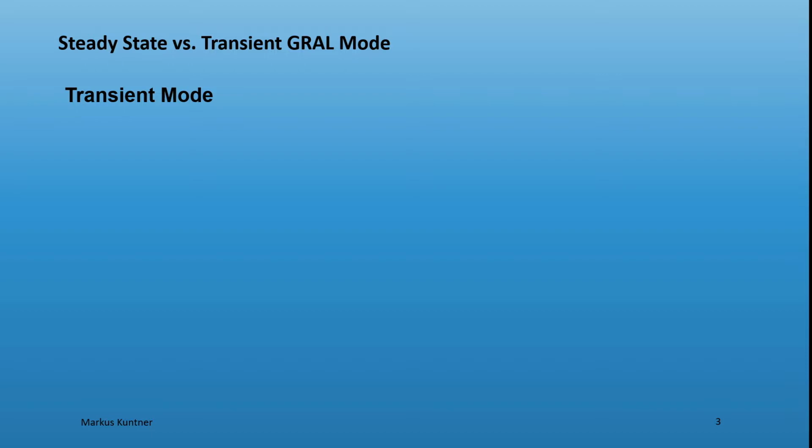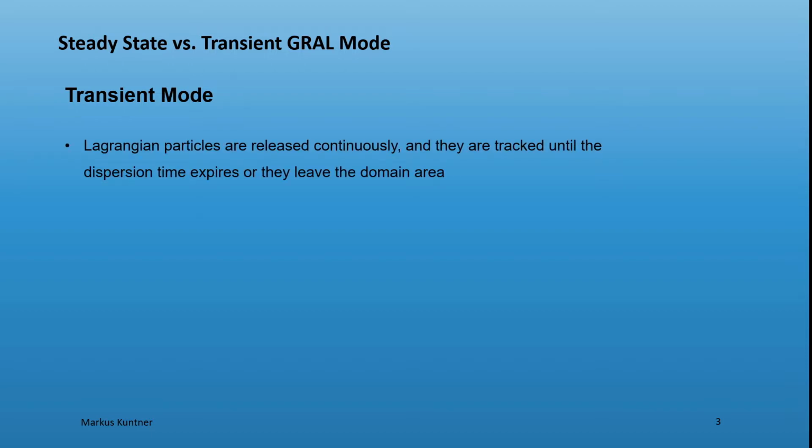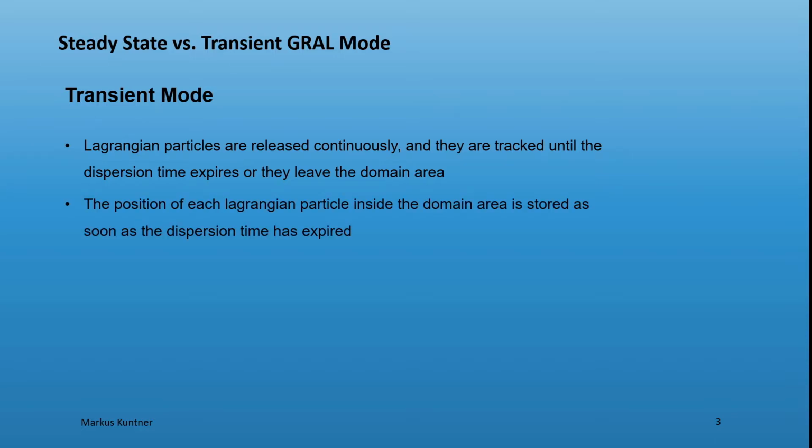In the transient mode, all particles are released continuously, and they are dragged until the dispersion time expires, or they leave the domain area, because we can't drag particles outside the domain area. But they are also removed if the dispersion time expires. The position of each Lagrangian particle inside the domain area is stored if the dispersion time has expired.